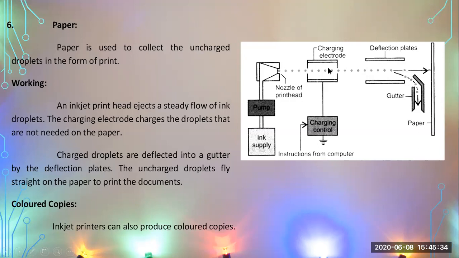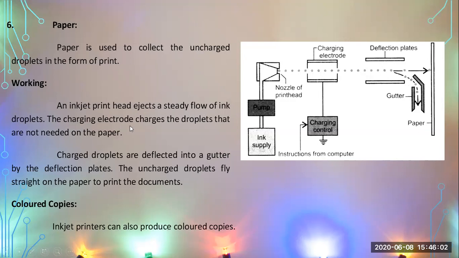Where and how much these have to move, up to which instant and at what distance, is controlled by the computer assembly. Now let's see the working. An inkjet printer head ejects a stream of flow of ink droplets. This one is the nozzle of the print head.